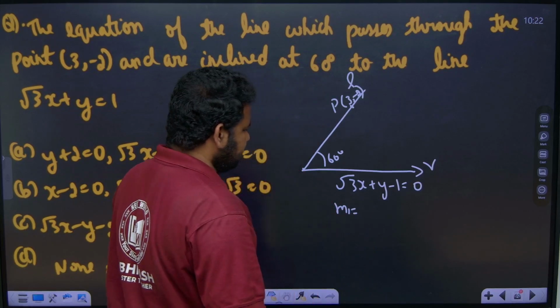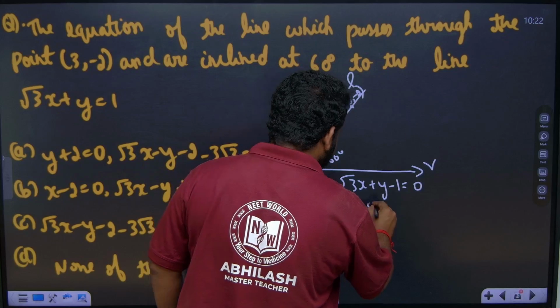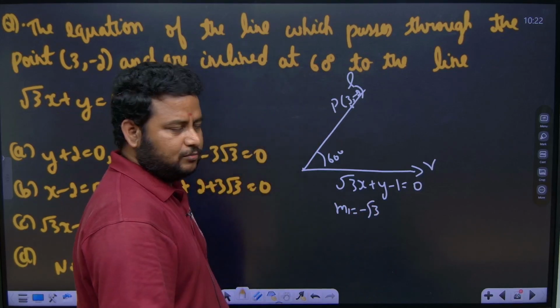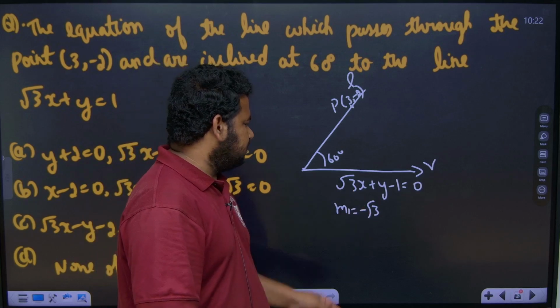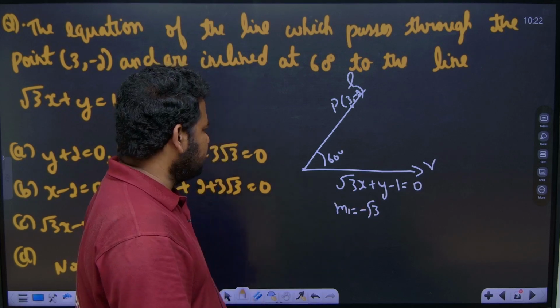Let me write it as m1. M1 is minus root 3. Correct? Minus a by b means it is nothing but minus root 3 by 1, that is nothing but m1 is minus root 3, we got it.